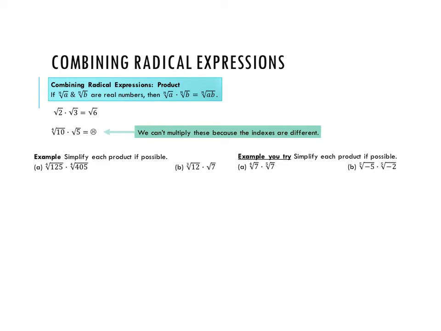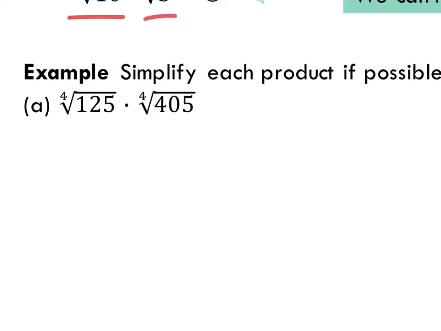of 6. However, if I have the 4th root of 10 and the square root of 5, because they aren't the same type of root, we cannot multiply those because the indexes are different. The 4th root has an index of 4 and the square root has an index of 2. So in our first example, we're going to simplify each product if it is possible.